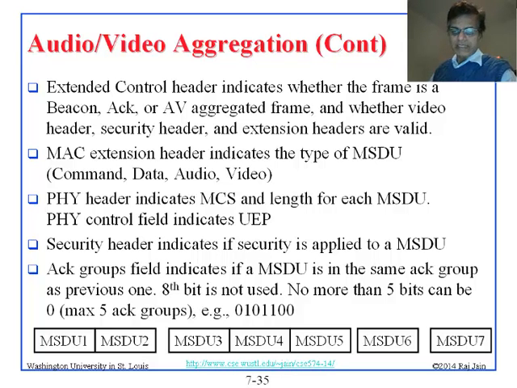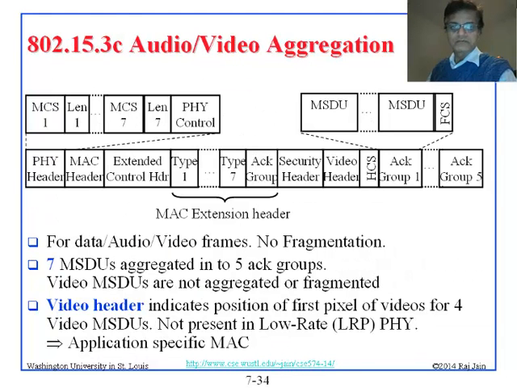And the type actually indicates whether it is command, data, audio, or video. All right. So this MSDU could be a command, says rewind. It could be data, just line number 6, or some message to go flash on the screen, or it could be audio or video.